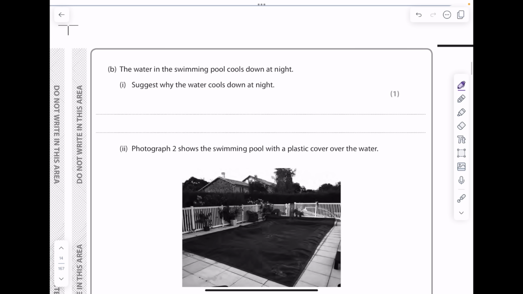The water in the swimming pool cools down at night. Suggest why the water cools down at night. So why would the water cool down at night? It's because there's a temperature difference between the water and the nighttime temperature. The nighttime temperature must be lower, meaning that energy is transferred, or you could say that it's no longer receiving infrared radiation from the sun.